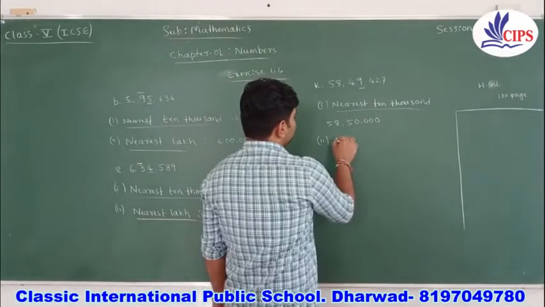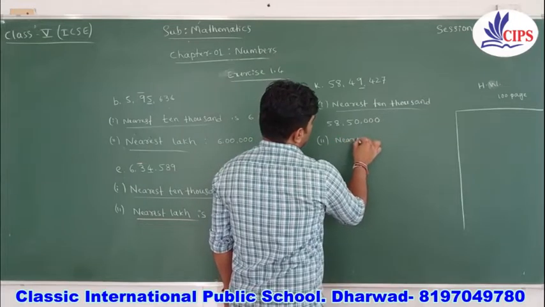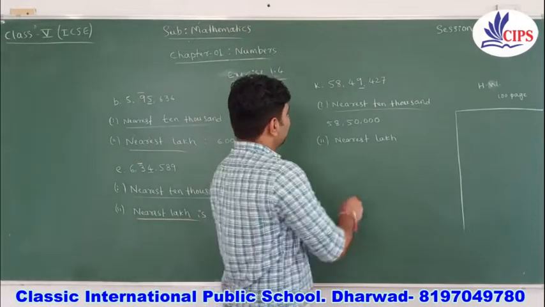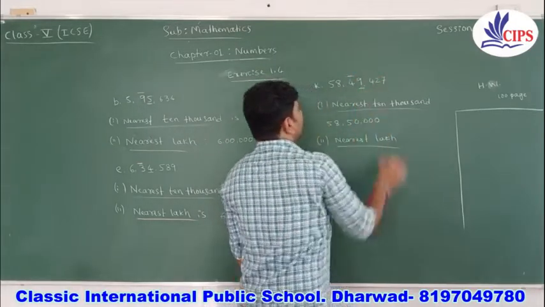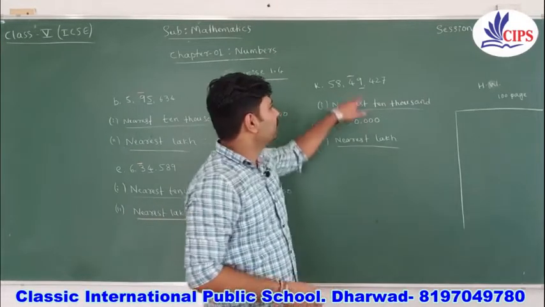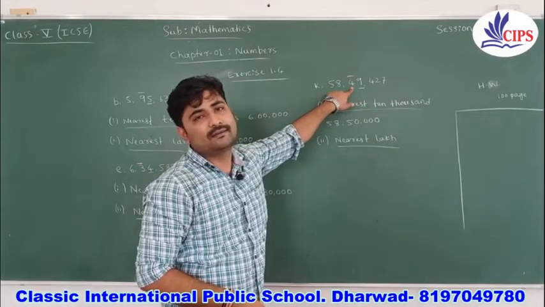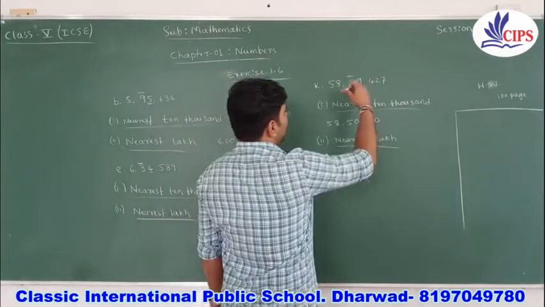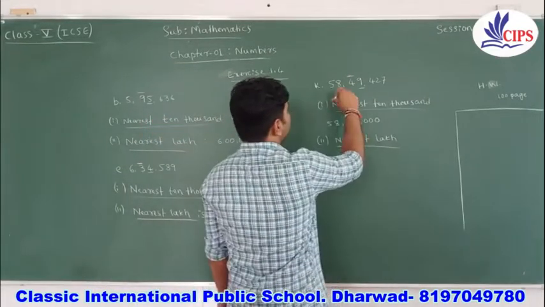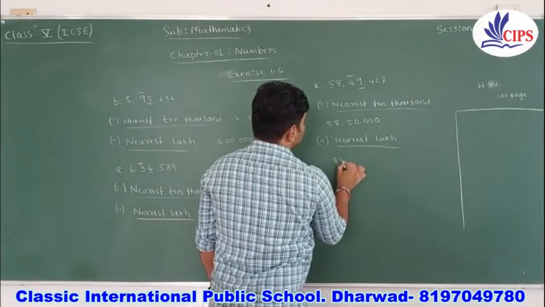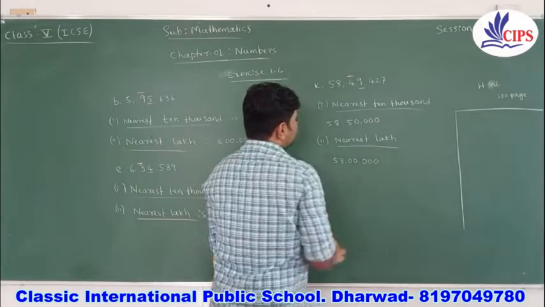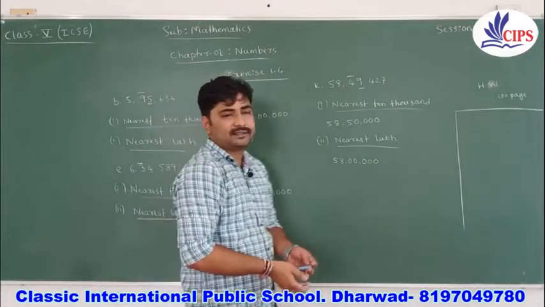Next, now we want to write nearest lakh. Again, nearest lakh, in the sense, we are considering our 10,000 place. Here in the 10,000 place I found 4. Again 4 is the number which is less than 5. So that is the reason I am just rounding it off to the lowest multiple of lakh. That is 58 lakh itself. Don't write any other numbers. The rest automatically acquire zero place.